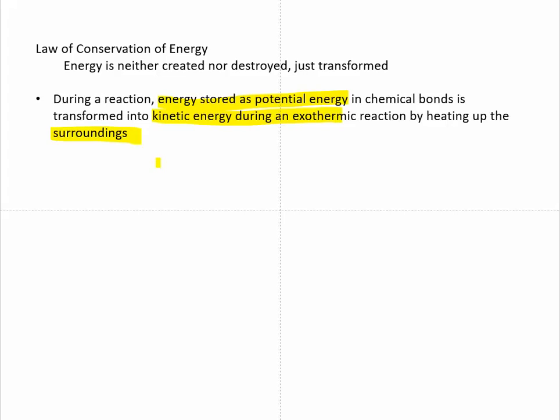As a reaction occurs, if it's exothermic, it means it releases heat into the surroundings and they get hot. That energy that's causing the surroundings to get hot comes from the breaking of bonds. Energy that is stored as potential energy in bonds is released into the environment.